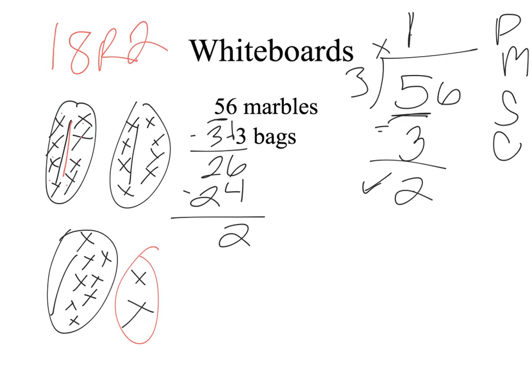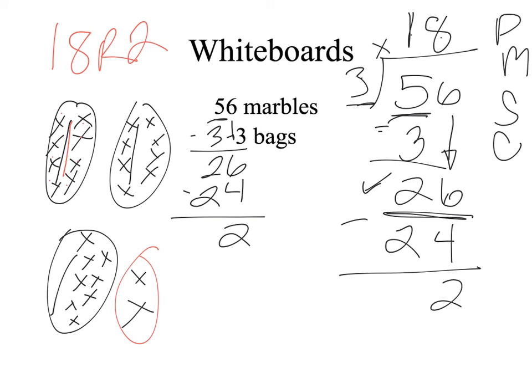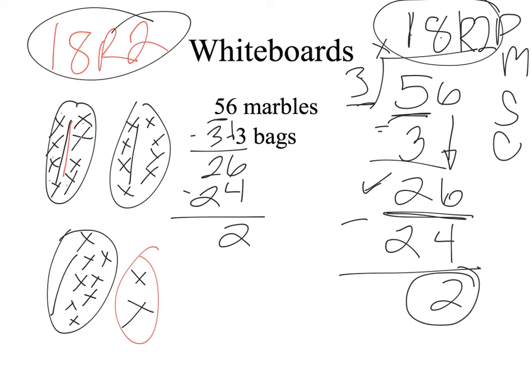Now I'm going to bring down the number that I have not divided out yet, which is 6 ones. Now I'm left with 26 ones to divide up into 3 groups. If you count, how many times can you count by 3 before you get to 26? Well, 8 times, because 8 times 3 is 24. I'm going to subtract. 26 minus 24 is 2. There's nothing to bring down, so this is my remainder, 18 remainder 2. Again, these 2 answers match.